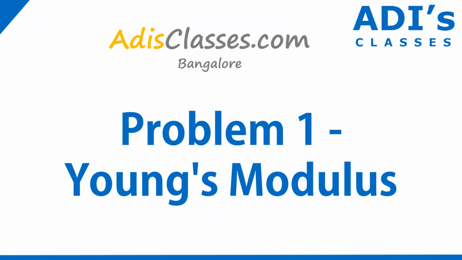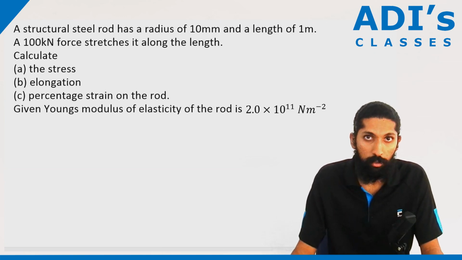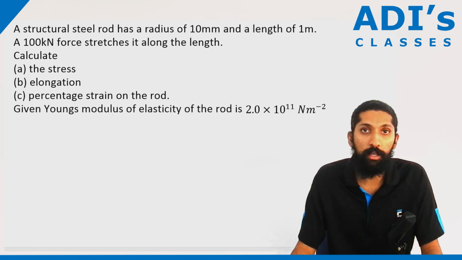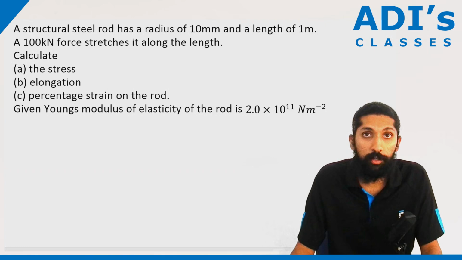Let's start with a simple problem based on Young's modulus. When you say problem, remember all the formulas. Young's modulus was what? It is Y equals FL divided by A into delta L, correct? Now let's start with the first problem.